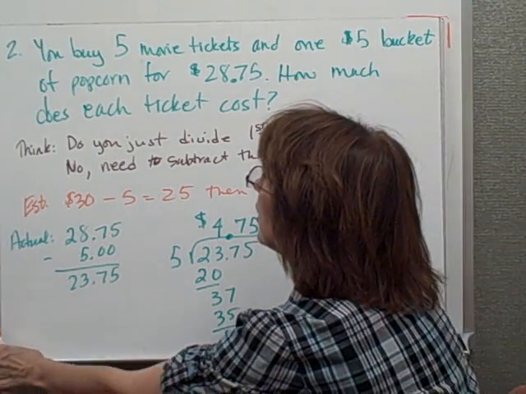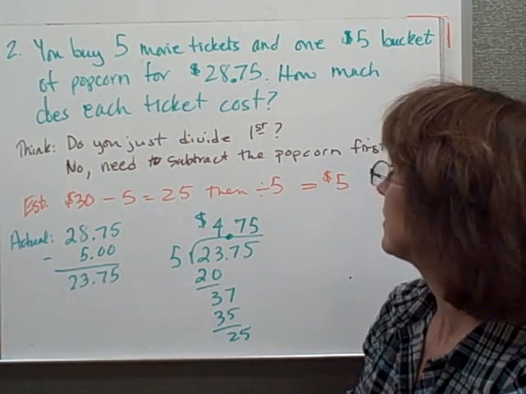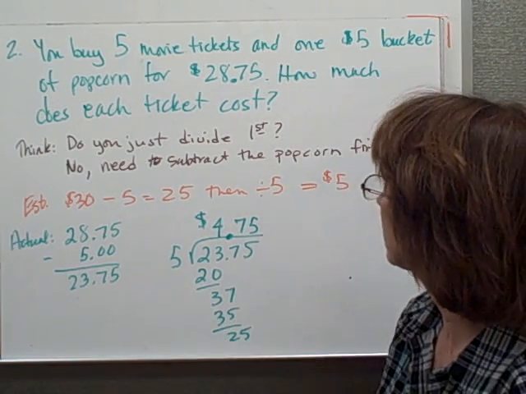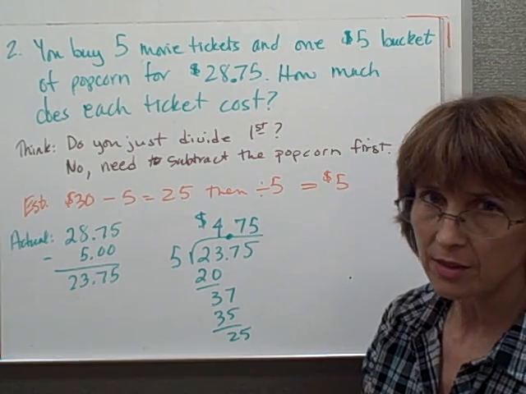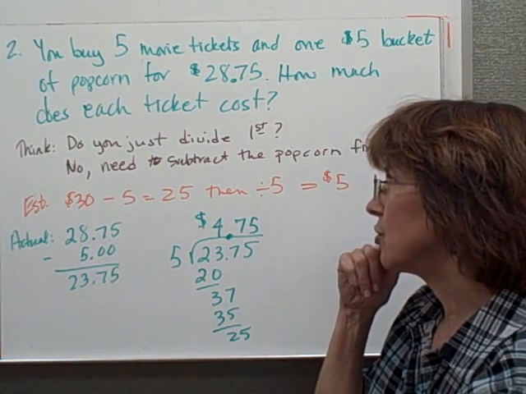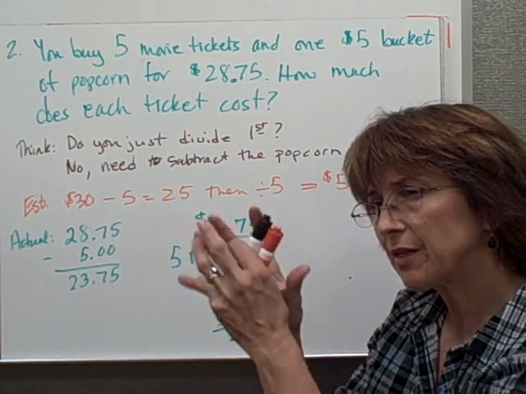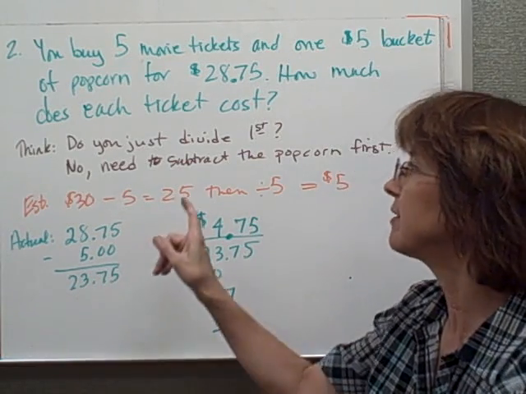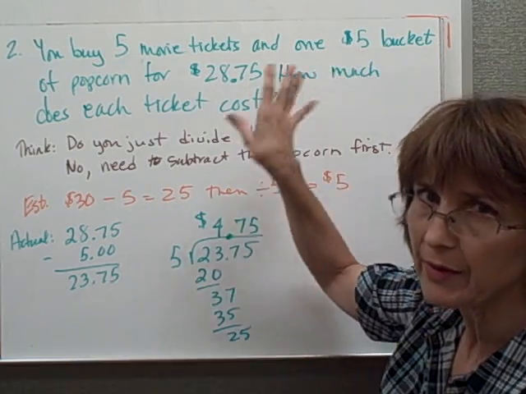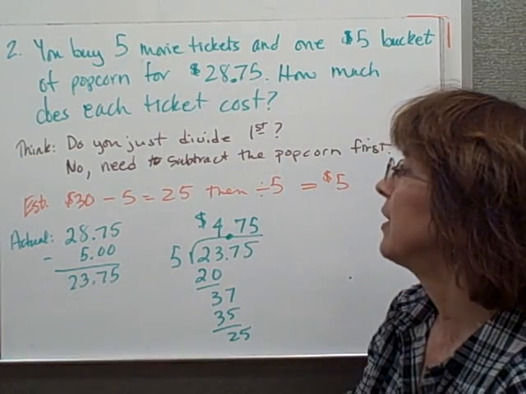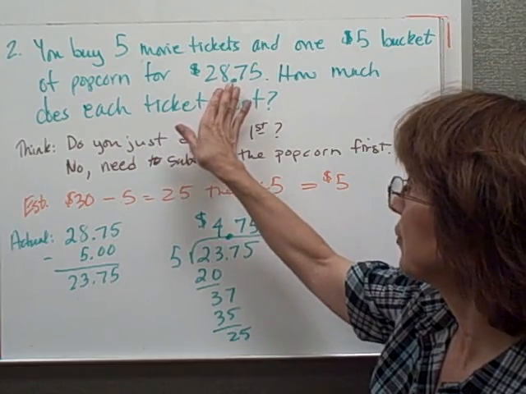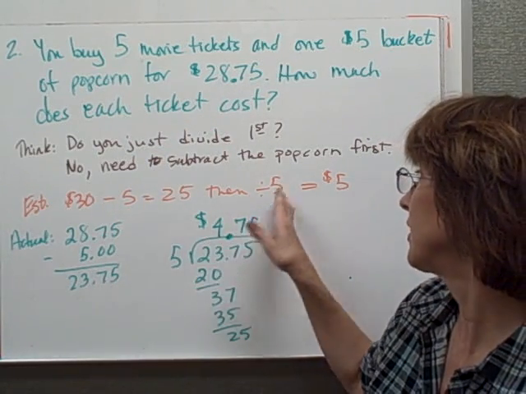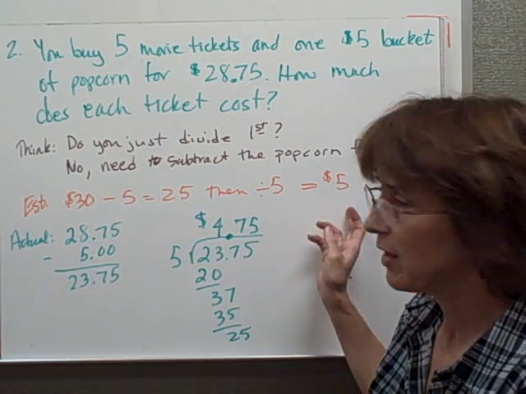Next one. Number 2, you buy 5 movie tickets and 1 $5 bucket of popcorn for about 30 bucks. How much does each ticket cost? So again, we think, all right, do I just divide first? I've got all this money I just paid for. I got tickets and popcorn. So I think I gotta subtract out the popcorn amount and I can see how much I really paid for each ticket. All right, so then you estimate. Well, that's about $30. I'm subtracting the $5. I get 25. I have to buy 5 tickets. That's pretty easy. Each ticket's probably about $5.